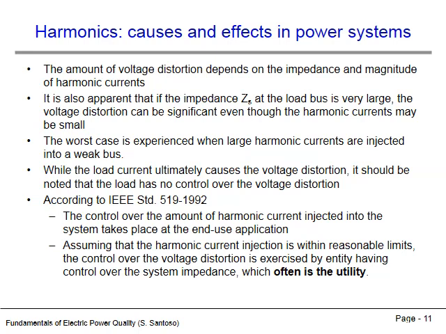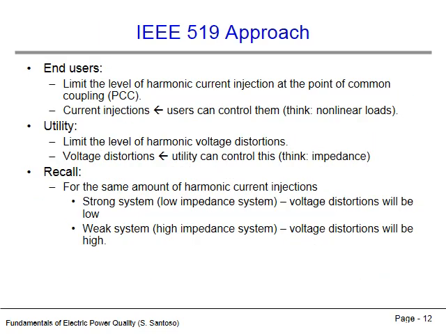IEEE Standard 519-1992 stipulates that both parties, the load end user and the utility, share responsibility in minimizing harmonic voltage distortion. The end user may not inject an unreasonable amount of harmonic current into the system. Meanwhile, the utility must ensure that system impedances are not so large as to induce voltage distortion as the result of reasonable levels of harmonic current.